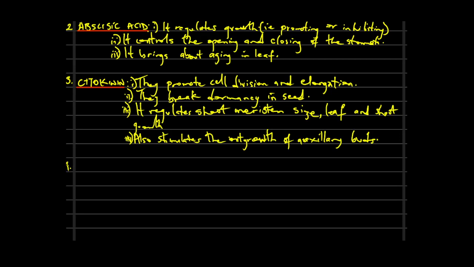Let's pick the fourth one. The fourth one we'll be talking about is gibberellin. Gibberellin is the fourth phytohormone or plant hormone that we will be talking about. So what do gibberellins do? What are the functions of gibberellin?